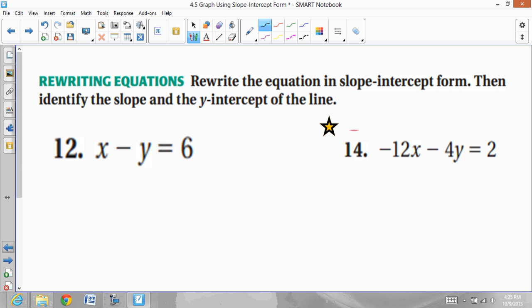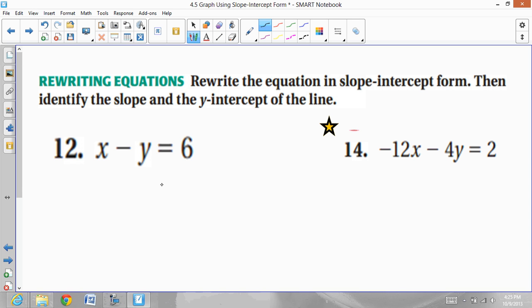Let's focus on question number 14. Rewriting the equations. Rewrite the equation in slope-intercept form. That is why when we were doing Chapter 3, Lesson 8, I kept saying that you are going to rewrite the equation and you will get comfortable with the practice. So look at question number 14.